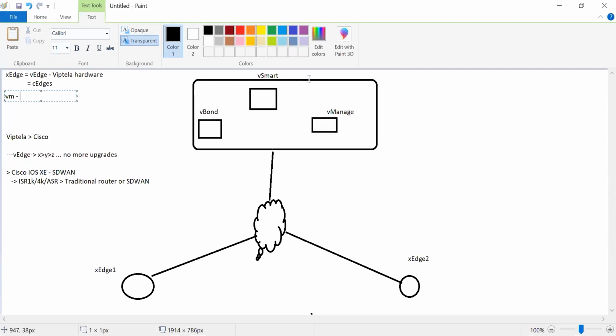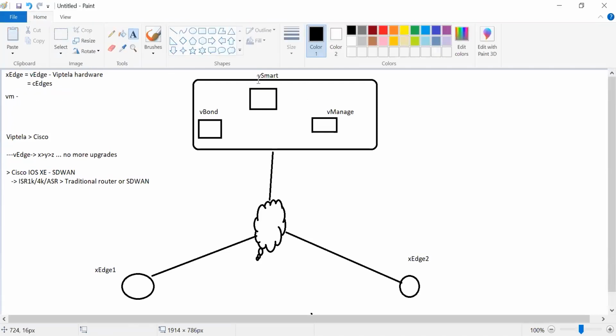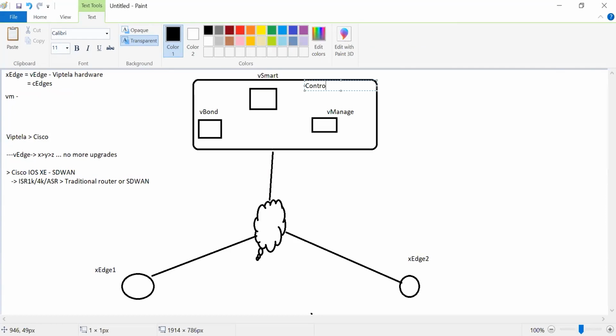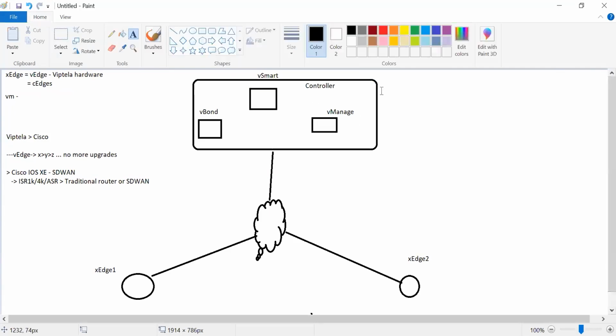And if we talk about this controller here, this is called the controller, which is controlling the SD-WAN environment. First is vBond, second vSmart, third vManage. We can have redundancy. We can have multiple instances of each of them. We can have multiple vBonds, multiple vSmarts, or multiple vManagers for redundancy.